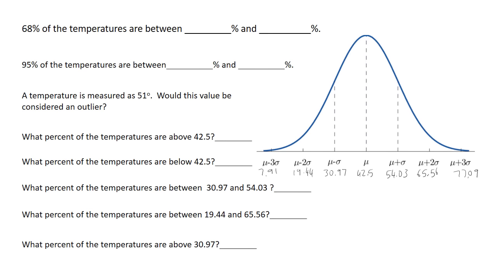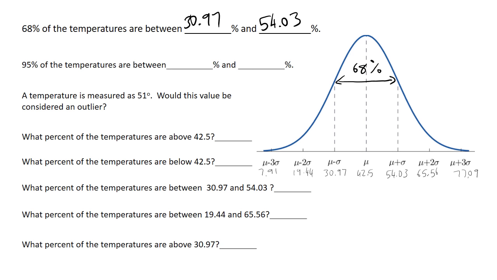Now let's answer some questions about our standard distribution and some percentages. We said 68% of the temperatures, 68% of data, will be within 1 standard deviation away. 1 standard deviation away would be from here to here. That's 68% of our data. 68% of our temperatures will be between 30.97 and 54.03. This is 1 standard deviation away.